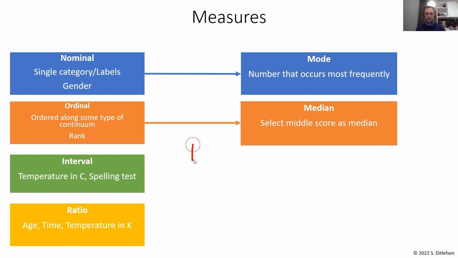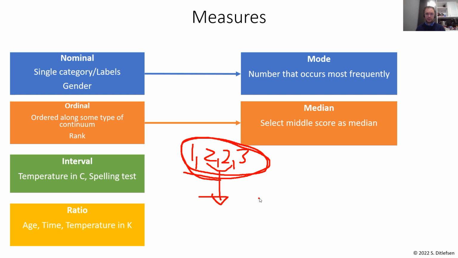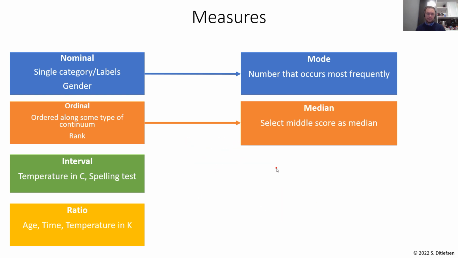So if we have 1, 2, 2, 3 as these are the results, which is the center? Yeah, it's 2. Of course it's 2, because 2 plus 2 divided by 2 is 2. So you take the two center ones and divide them by 2, and then you get the middle one.